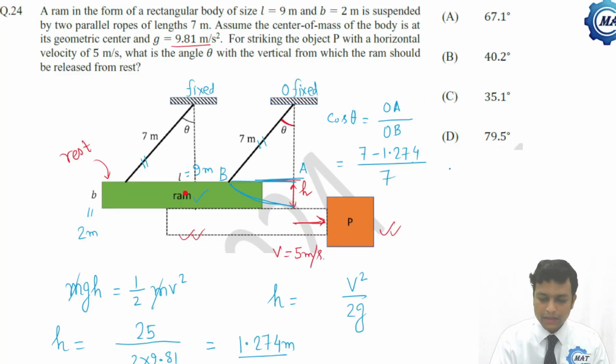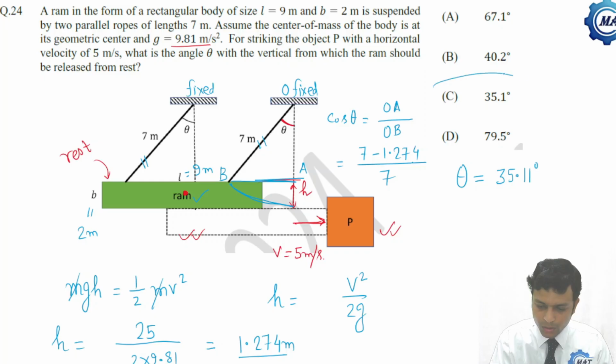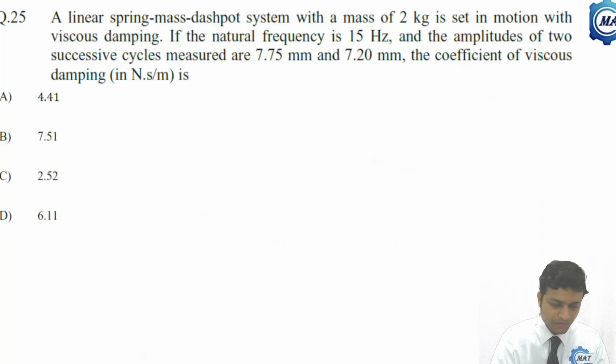Now calculating this, you will get theta is 35.11 degree. Now let us check the options. Option C is the correct one. Now let us move to the next problem.